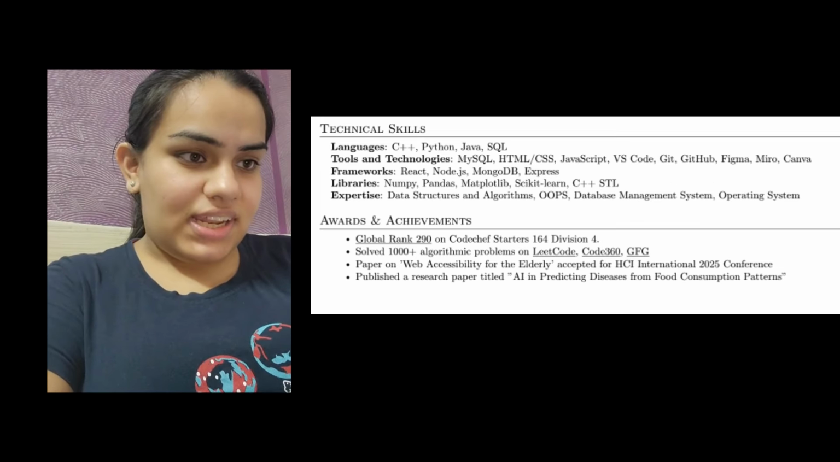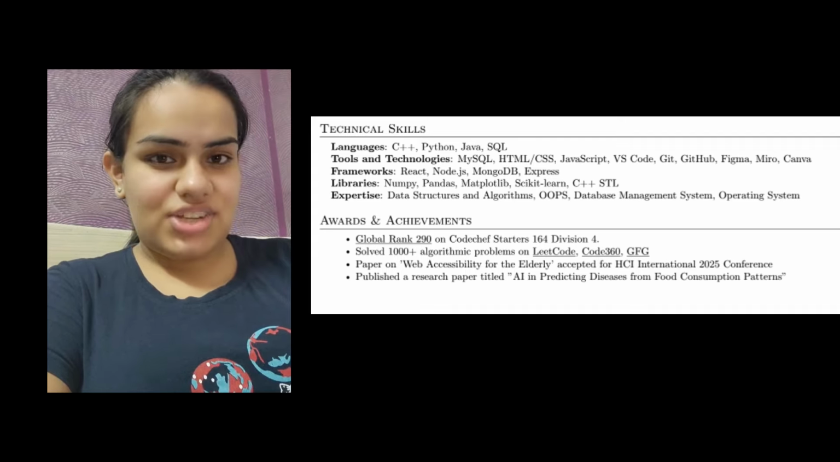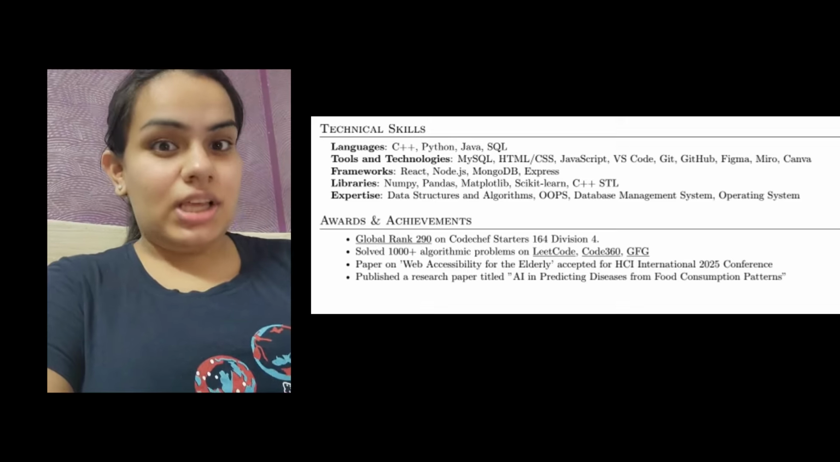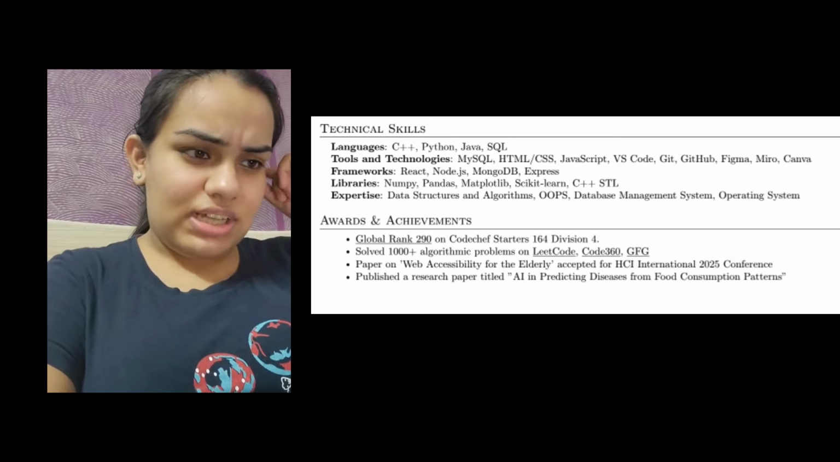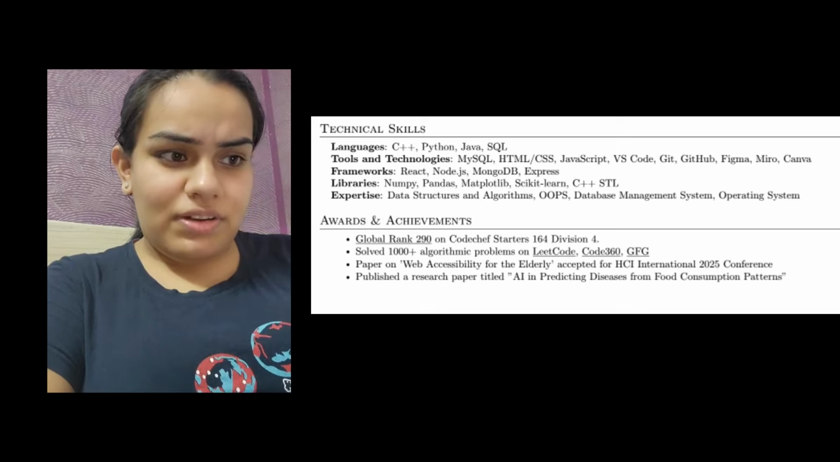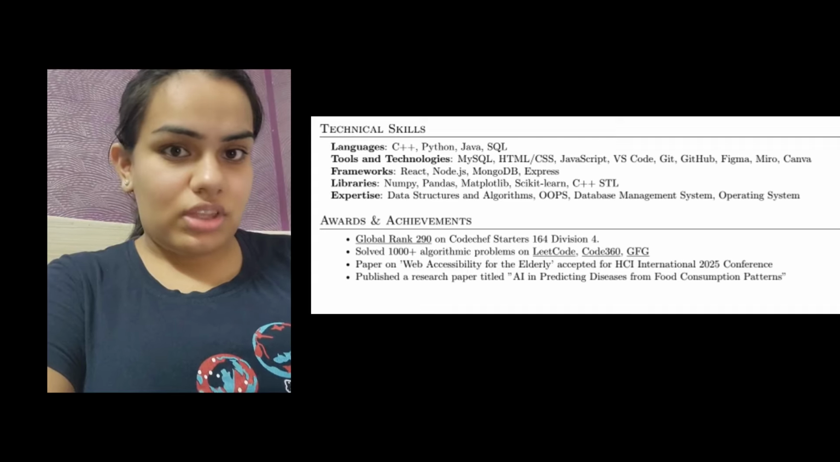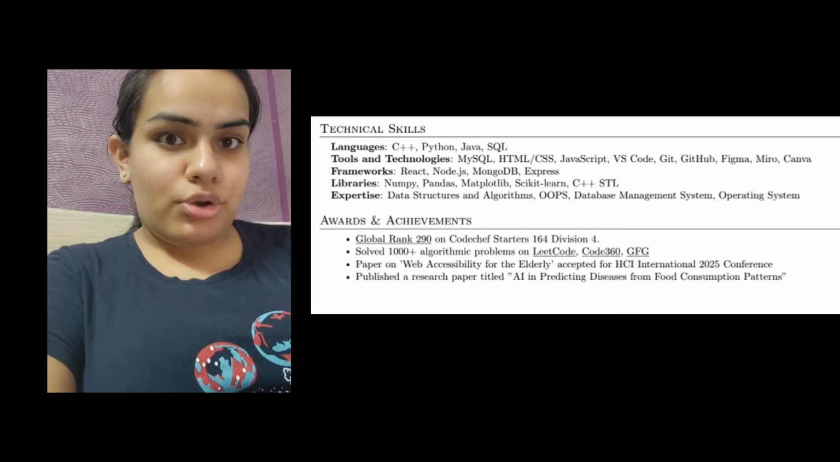The technical skills would be alright. Make the sections programming languages, development, then frameworks, and then tools and technologies. Also for the awards and achievements, instead of global rank 290 or solved 1000 plus algorithm problems, you can just show your ratings.